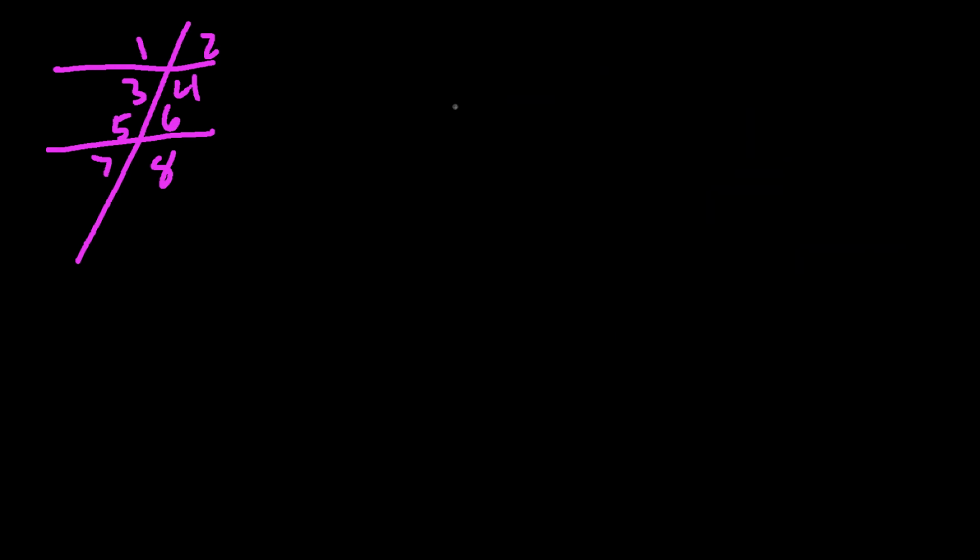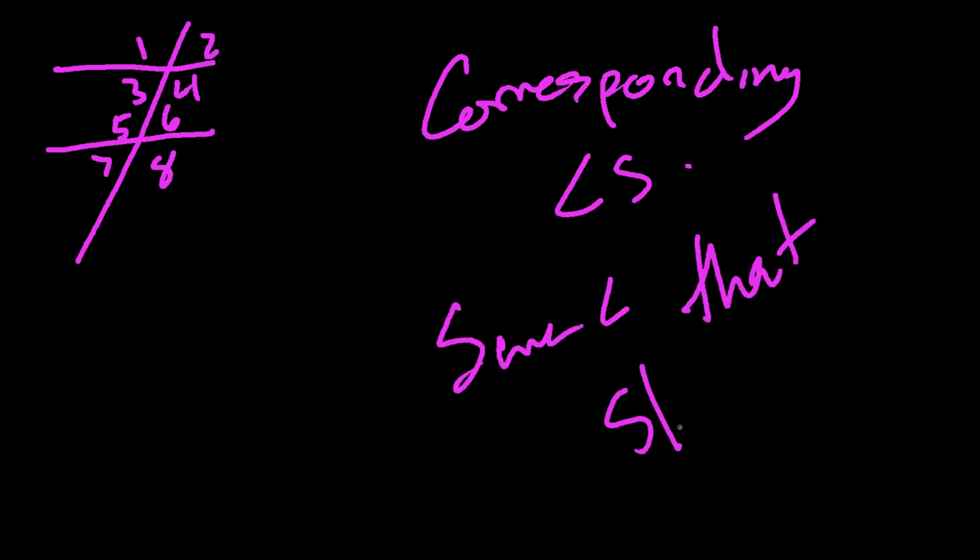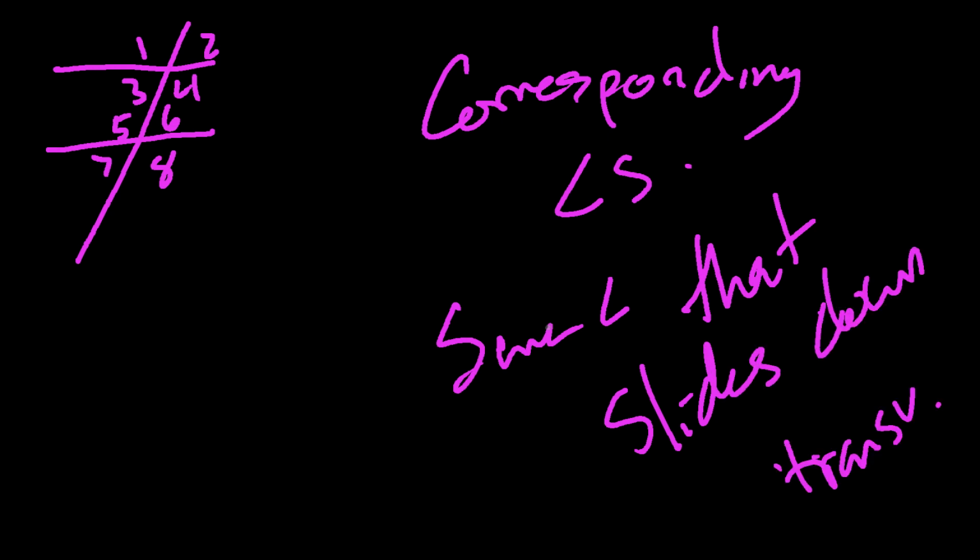Next, we have the corresponding angles. So the corresponding angles are just the same angle that slides down the transversal. So some examples of this from over here would be 1 and 5, 2 and 6, 3 and 7, 4 and 8. So it's the same, but they're just sliding down.